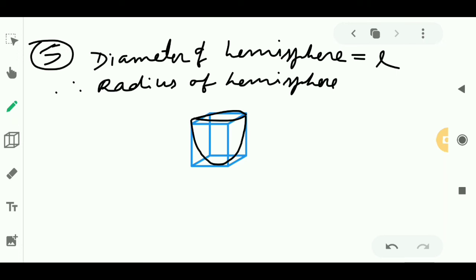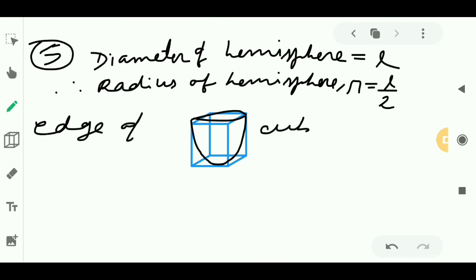Radius of hemisphere R will be half of that one, L by 2. Then it is given that the cubical wooden block is such that the diameter L of the hemisphere is equal to the edge of the cube. So the edge of the cube is also L. So we need to find out the surface area of the remaining solid.